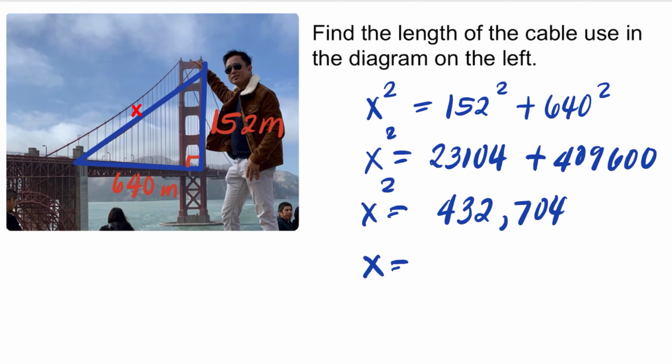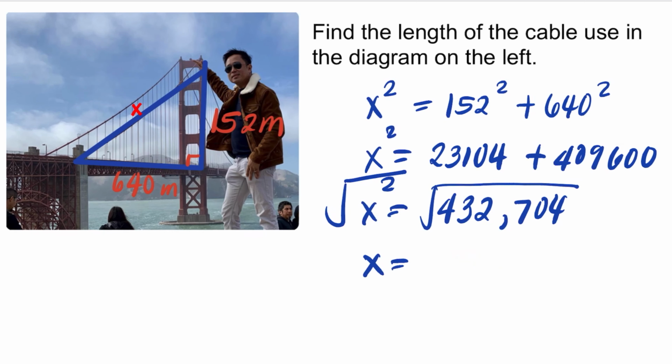So now we need to get the square root of both sides. And the square root of 432,704 is 657.8. So the length of the cable used in this diagram is 657.8 meters.